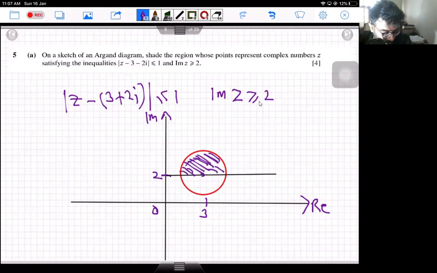All right, this is your shaded part, and you will use pencil for making the diagram and pencil for shading. No pens will be used. Okay.